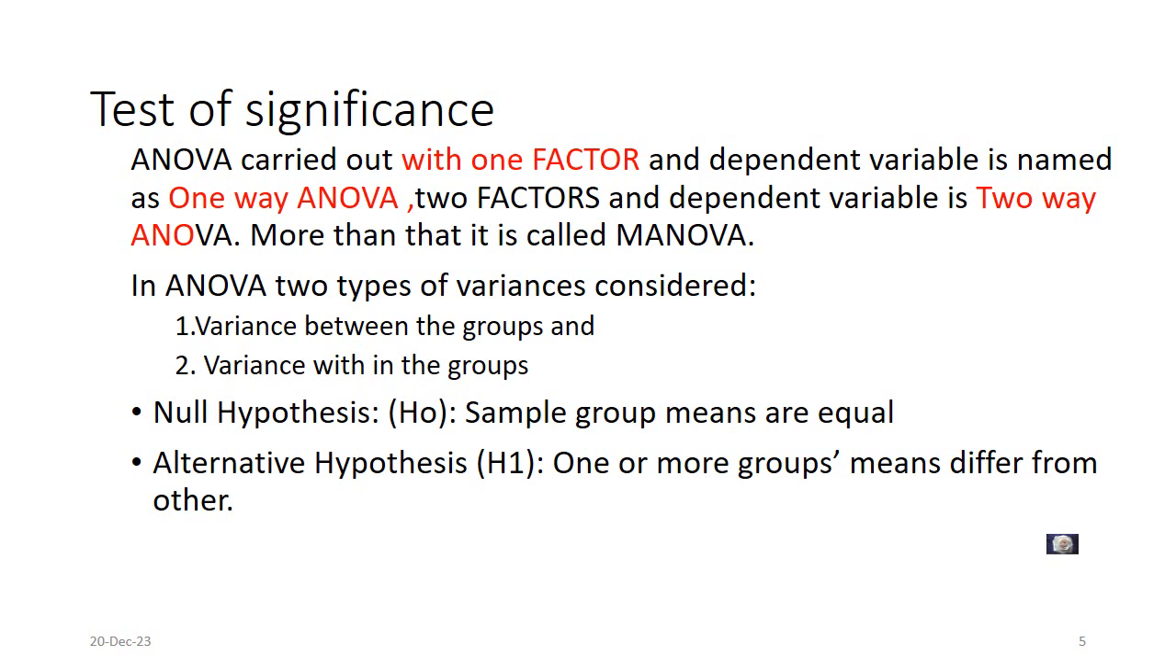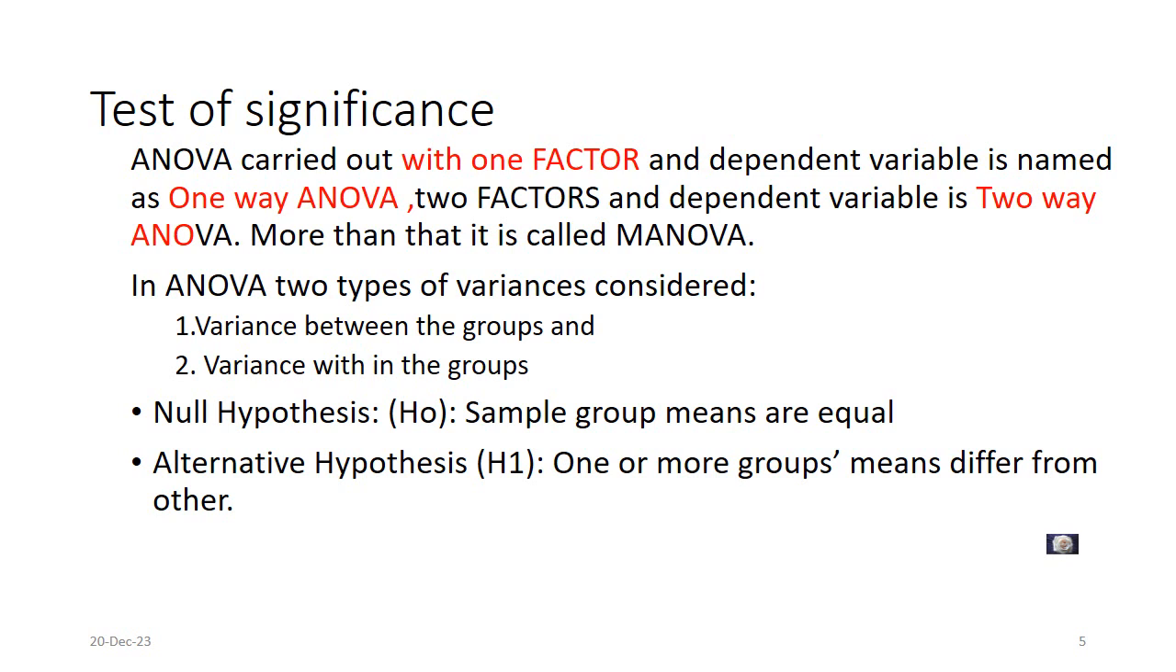ANOVA carried out with one factor and one dependent variable is named one-way analysis of variance. If two factors are considered, it is called two-way analysis of variance. If there are more dependent variables and one independent variable, then it is called MANOVA, that is, multivariate analysis of variance. Now we will discuss one-way analysis of variance, considering one factor.